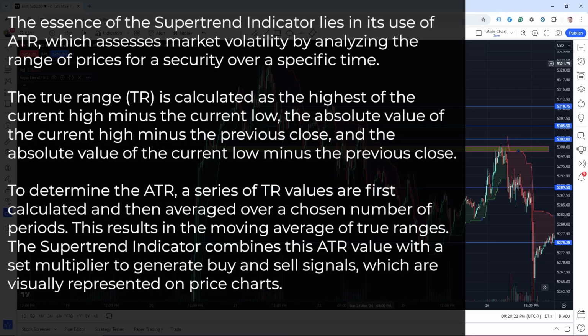To determine the ATR, a series of true range values are first calculated and then averaged over a chosen number of periods. This results in the moving average of true ranges. The SuperTrend indicator combines this ATR value with a set multiplier to generate buy and sell signals, which are visually represented on price charts.